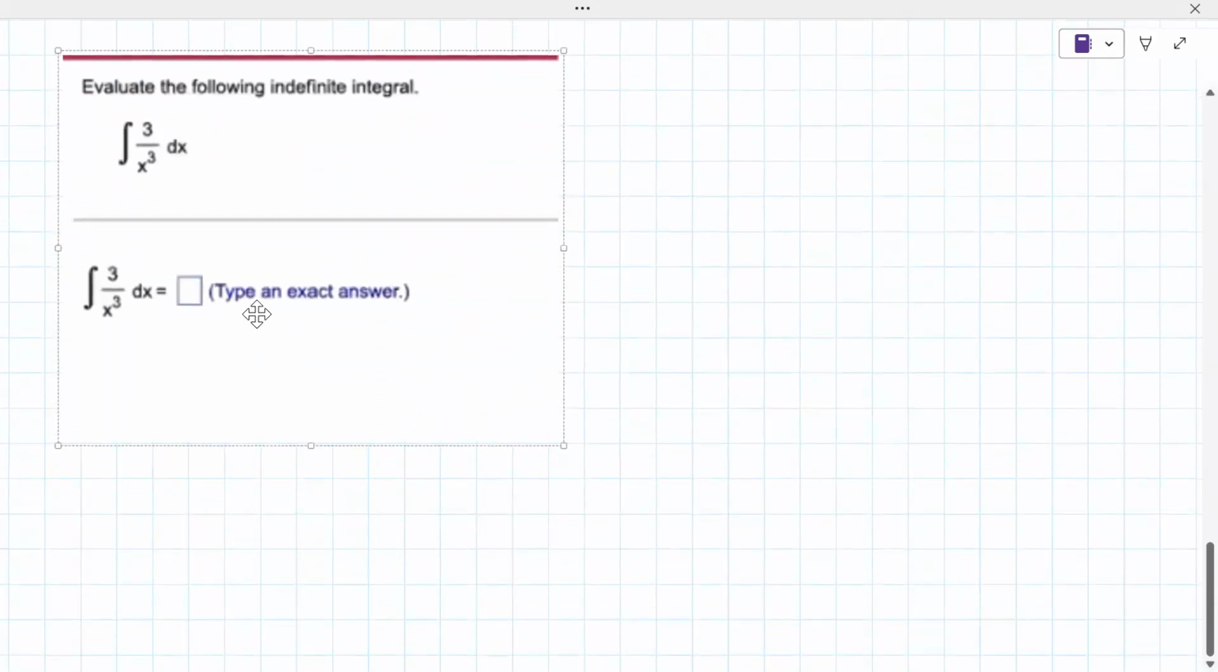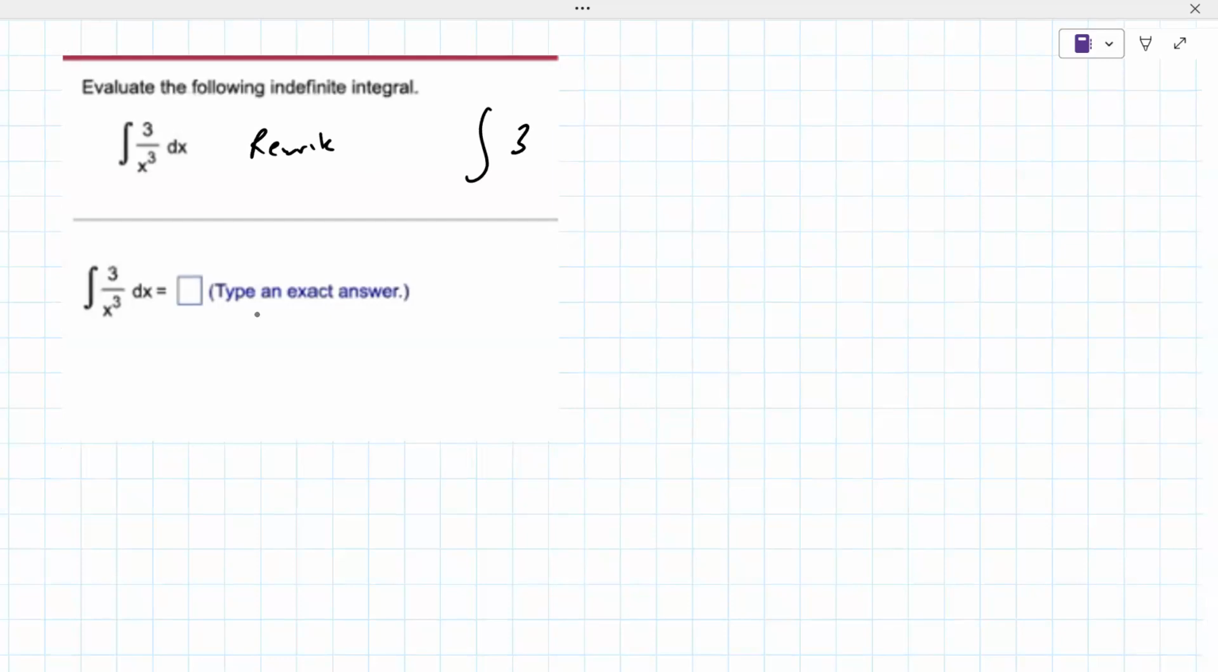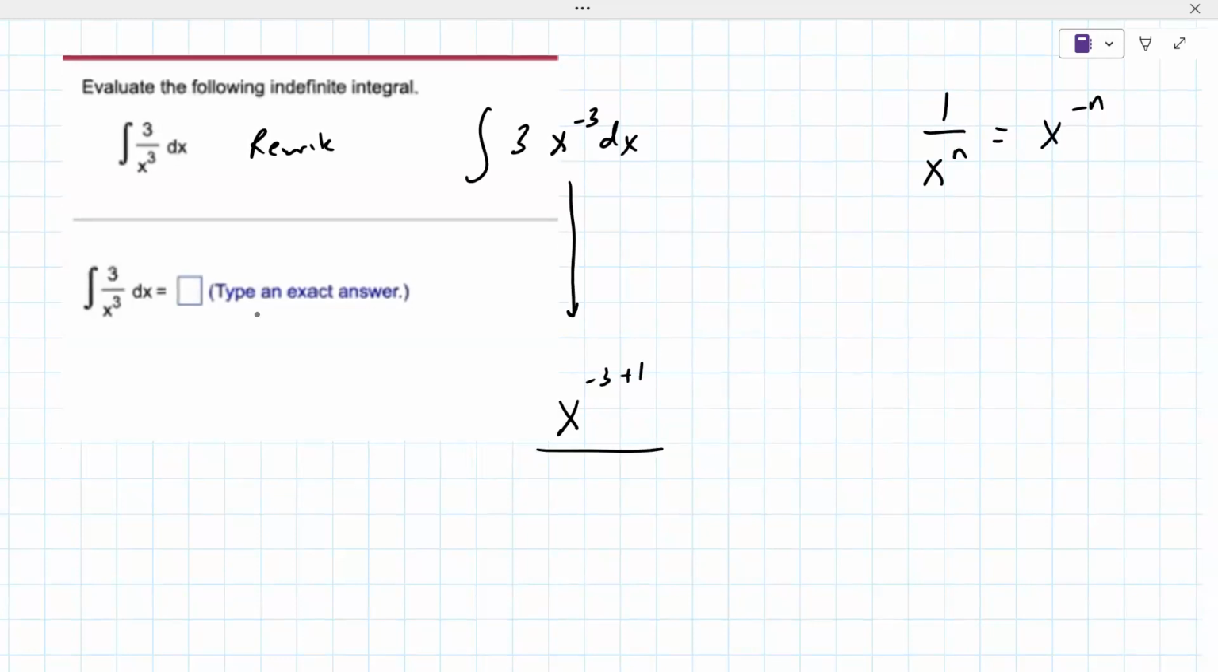Okay. All right, so this one again, we're going to do a rewrite step. This is 3 times x to the minus 3 power dx. If you recall, 1 over x to the n becomes x to the negative n. That is the property that we are using here. Is that okay? Yeah. So again, the rule is you add 1 to the exponent and you divide by the new exponent. Bring the 3 down plus c.